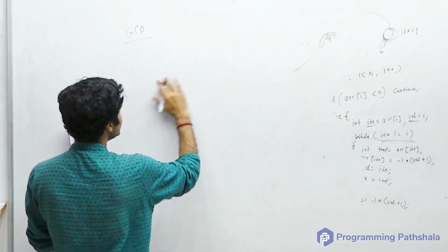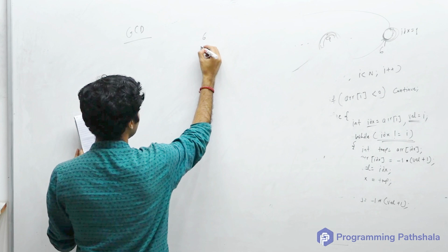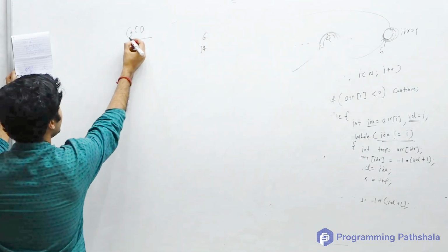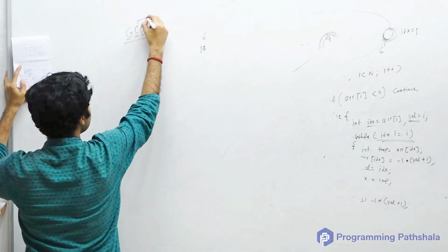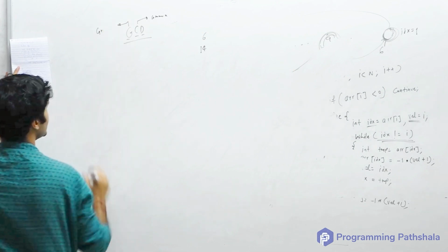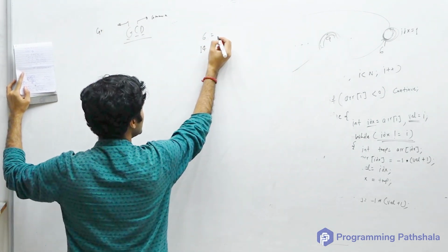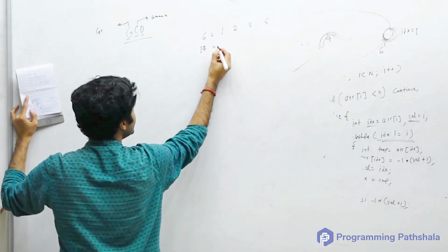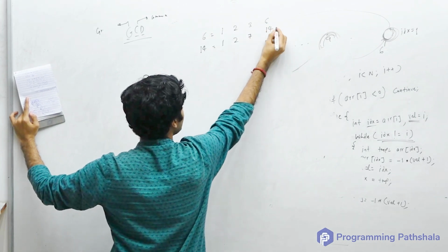Let's say the two numbers are 6 and 14. Then how do you get the GCD? It says greatest common divisor. Okay, so this is important, common, and this is also very important, greatest. If I list down all the divisors of 6, what are they? 1, 2, 3 and 6. What are the divisors of 14? 1, 2, 7 and 14.